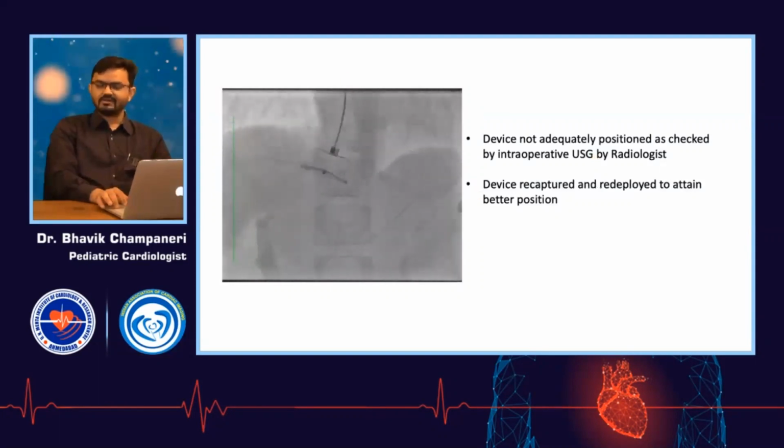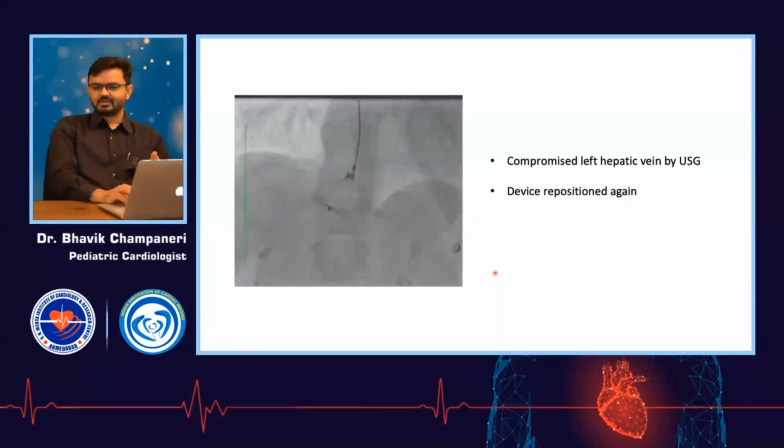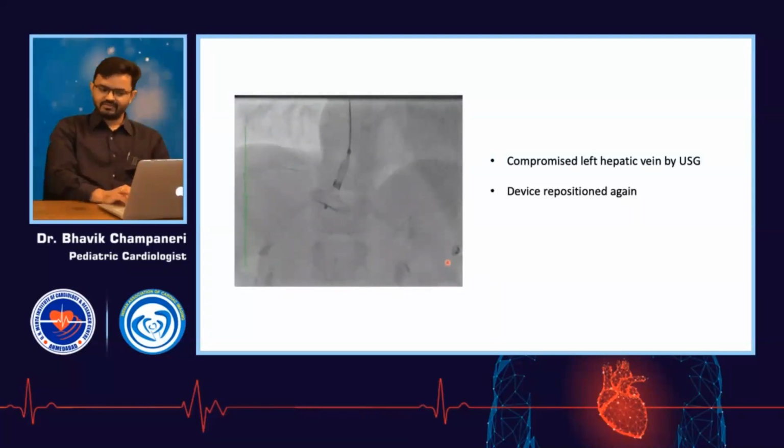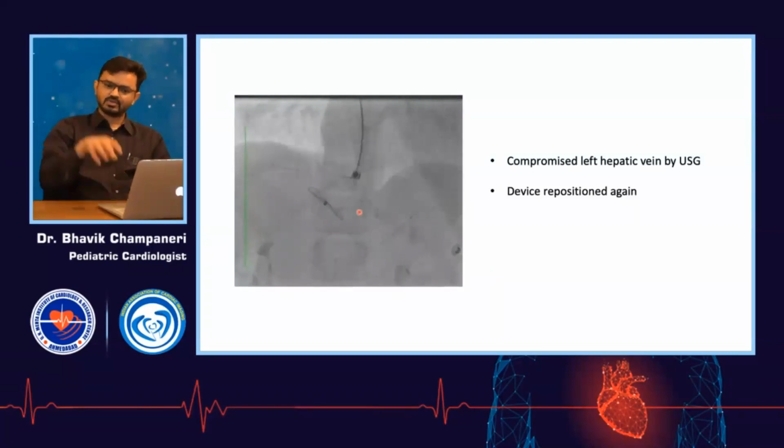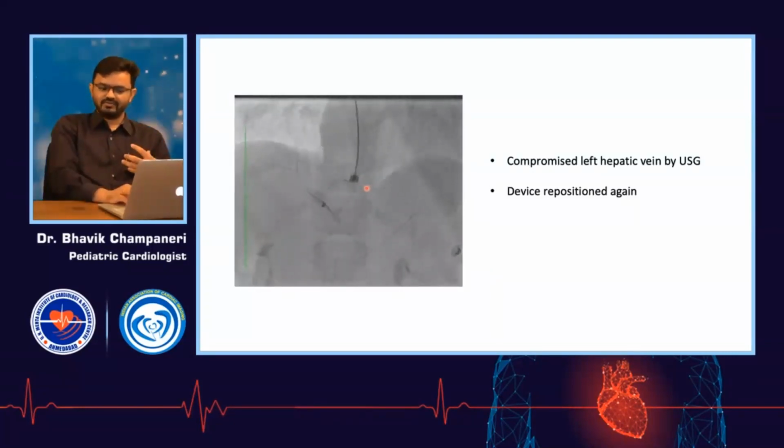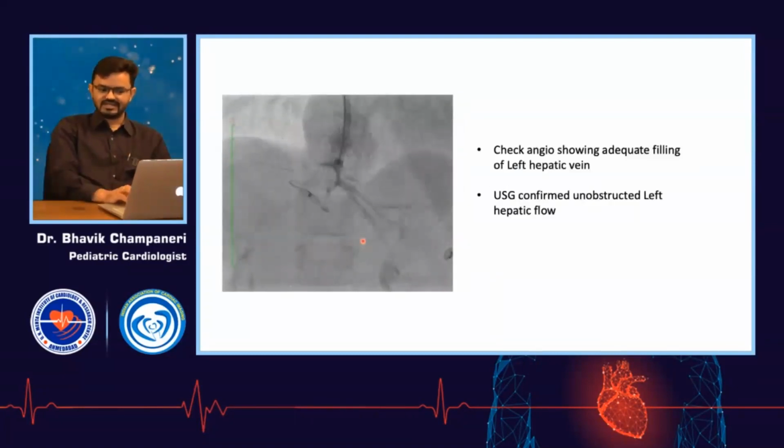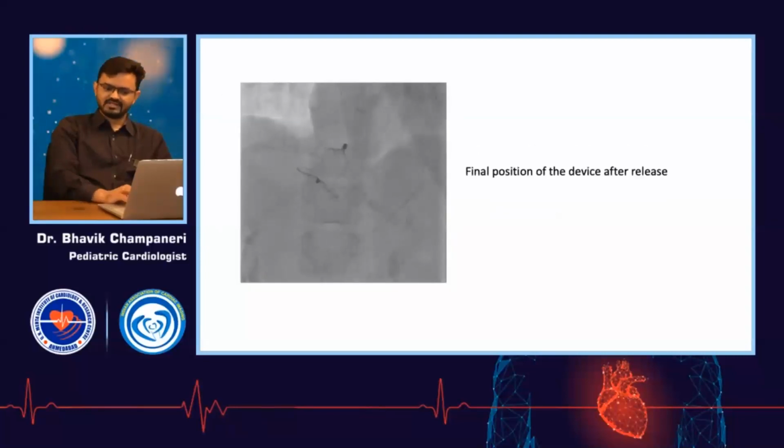But what is important now is we have to look at the scenario of the left hepatic vein. Intraoperative sonography was done again and it showed left hepatic venous flow was not seen. That means my device was occluding the left hepatic vein. So we recaptured this device again and pushed it slightly inside so that we can salvage the left hepatic vein. Finally with this maneuver we were able to salvage it, and this angio shows the left hepatic vein is clearly seen, and intraoperative sonography as well showed left hepatic venous flow was unobstructed. With this we released the device, and the procedure was complete.